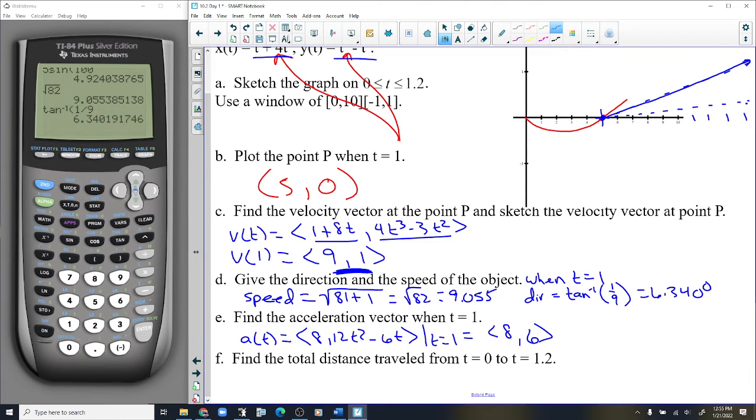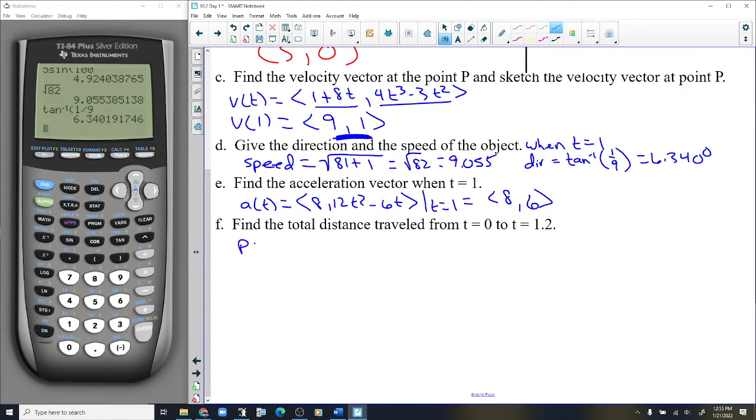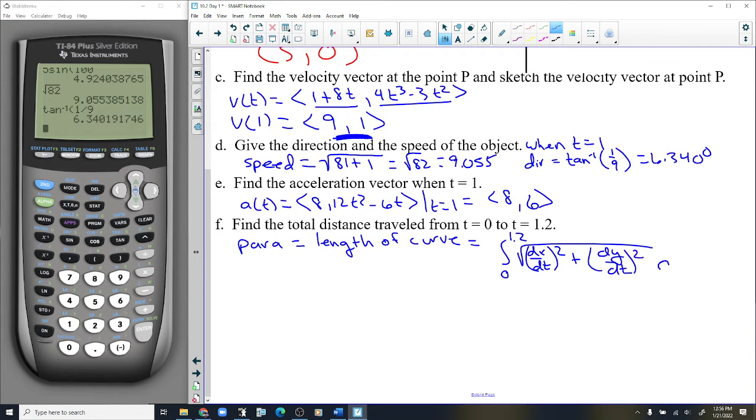Find the total distance traveled from 0 to 1.2. Well, with parametric, we called this length of the curve. And we got it by doing the integral from 0 to 1.2 of square root of dx dt squared plus dy dt squared. In other words, we do the Pythagorean theorem on the first derivative, on the change in x and the change in y.